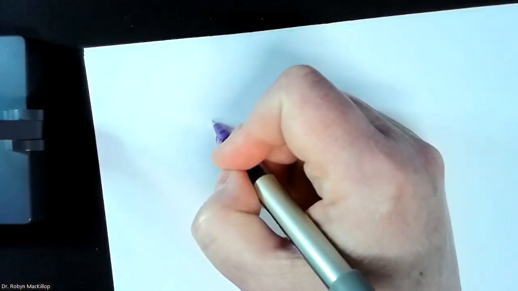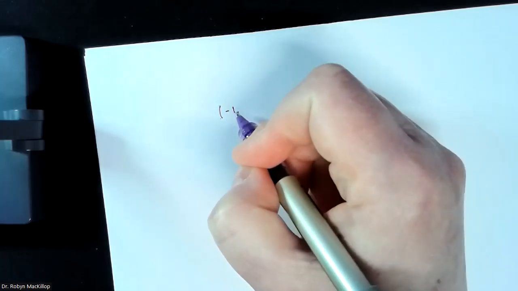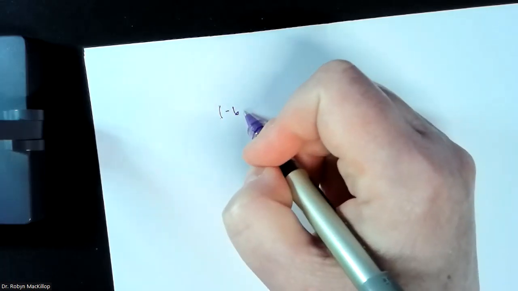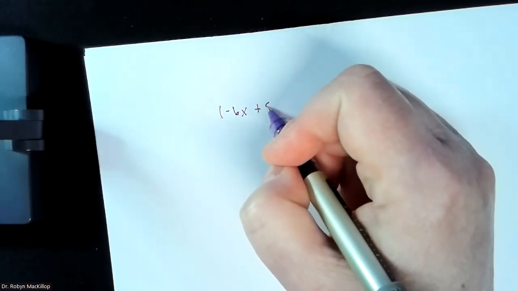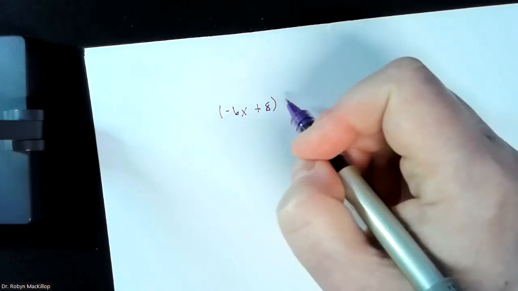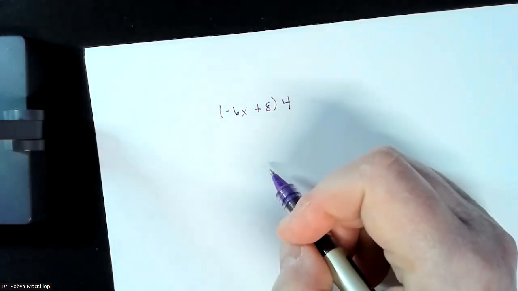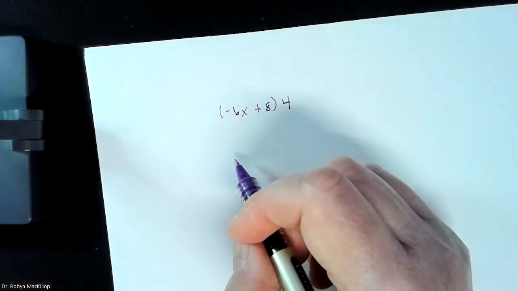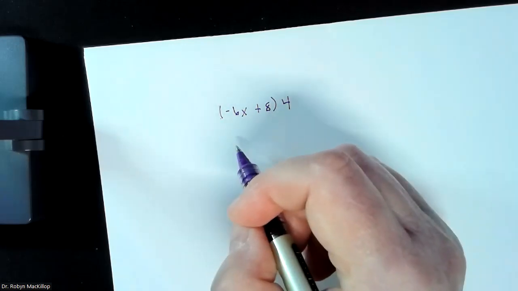All right. So the first one was number 14, which was -6x plus 8, parentheses, 4. And so, oh shoot, I don't have your answers handy. Oh, well, you'll know what your answers are.